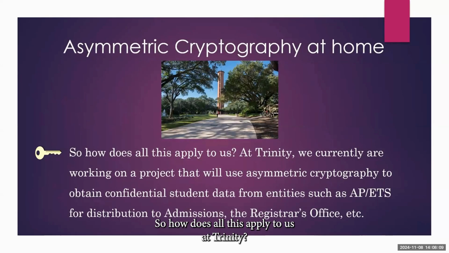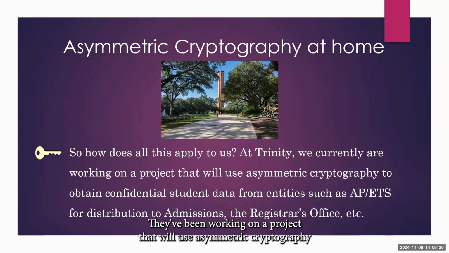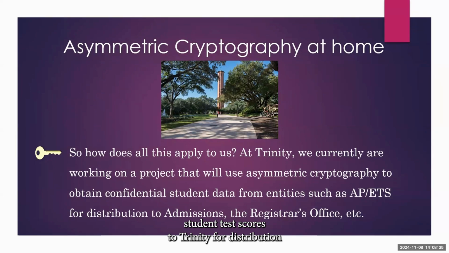So how does all this apply to us? At Trinity, Colin and I and Mia Spiegel and a couple of other people have been working on a project that will use asymmetric cryptography to obtain confidential student data from entities such as, right now we're working with, AP/ETS, the testing service that provides student test scores to Trinity for distribution to all the various departments that use them. And what we're doing is setting up an asymmetric system that will receive this information and decrypt it using the private key that we keep on our side.